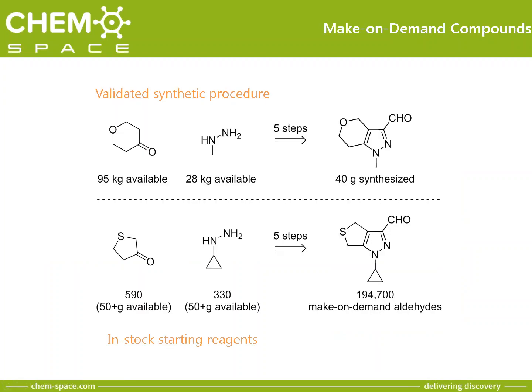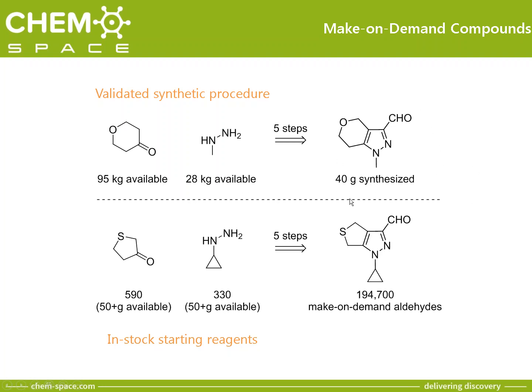And when I say make on demand, I mean that the compounds are not really synthesized, they're not on the shelf, but they can be synthesized because the procedure to make those compounds is actually known and has been done at least once in the lab, like with this aldehyde, for example. So chemists in the lab made this aldehyde in a decent quantity from rather commonly used starting reagents available from the warehouse in decent quantities.